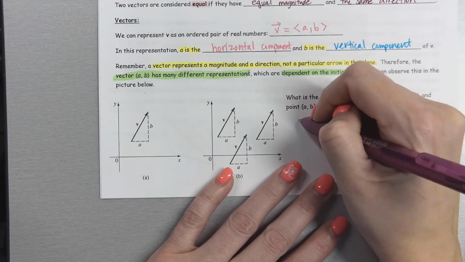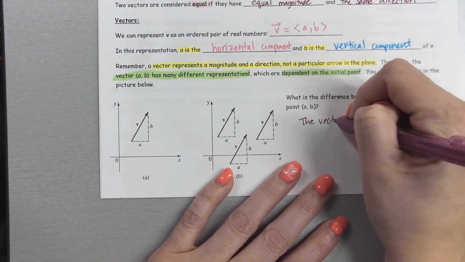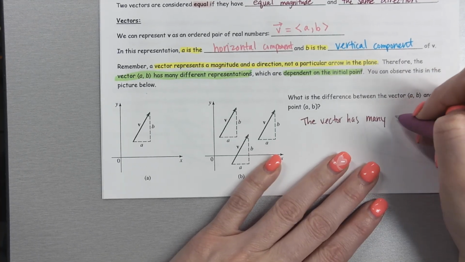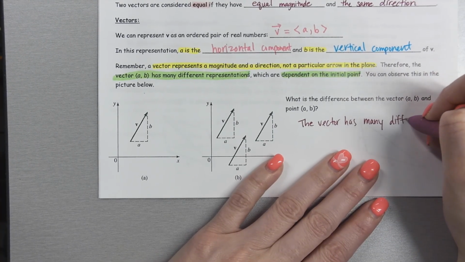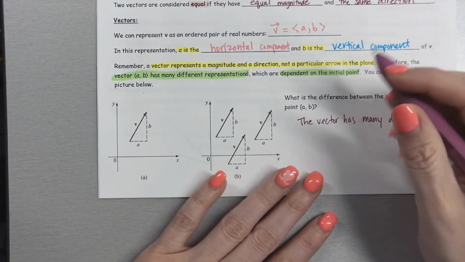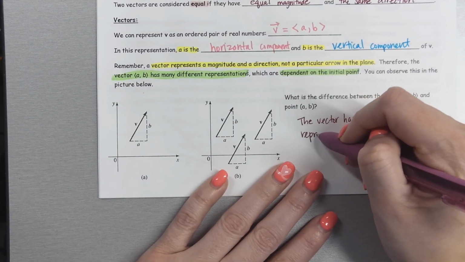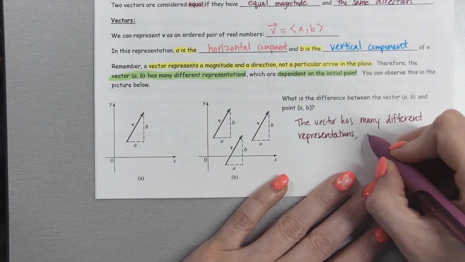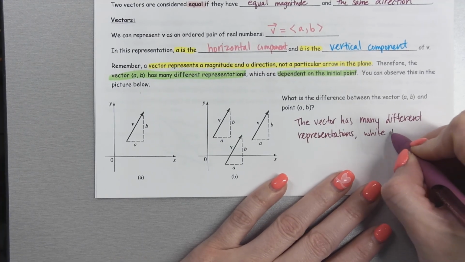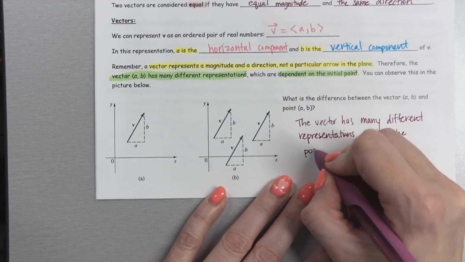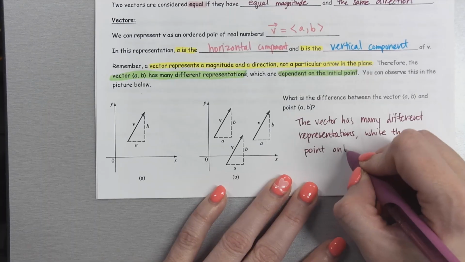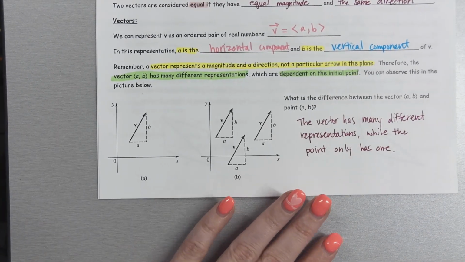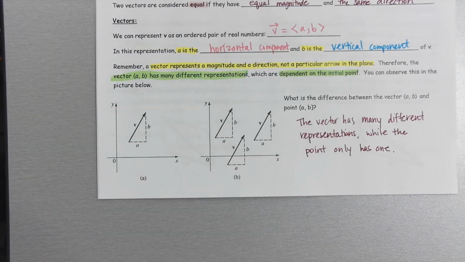So the difference is the vector has many different representations, while the point is only going to have 1.